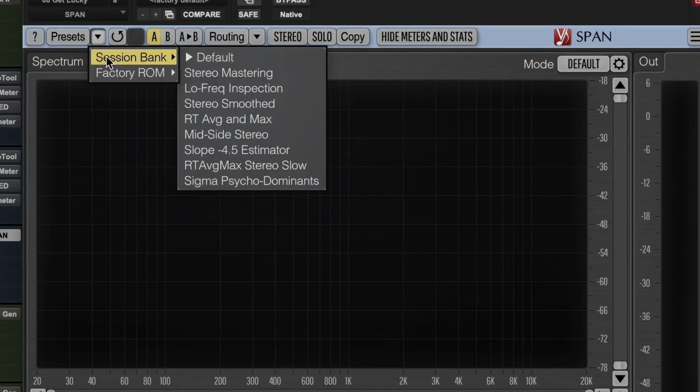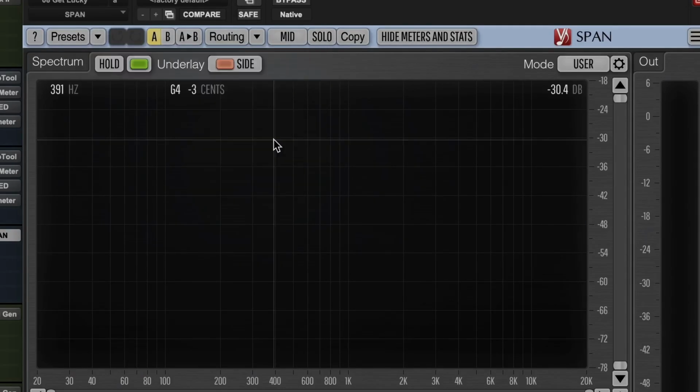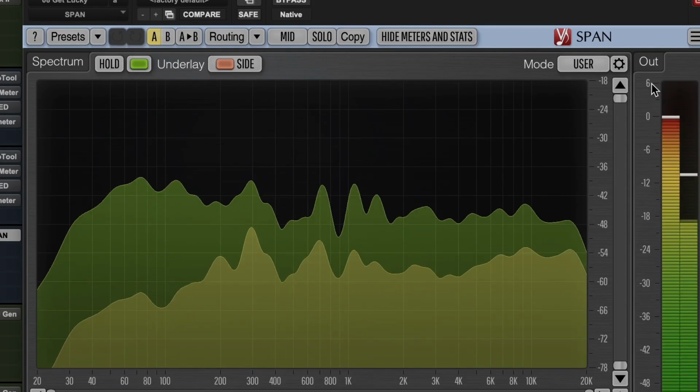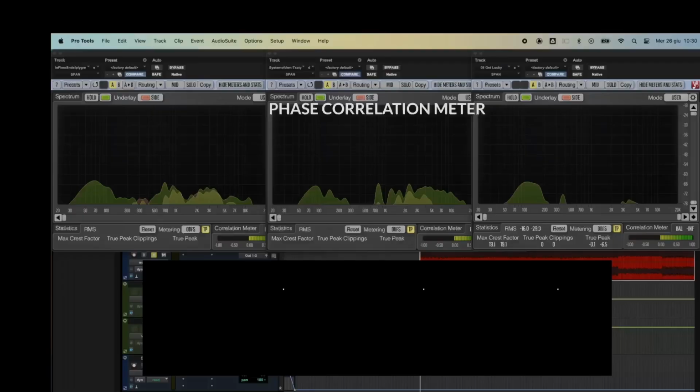Once we've opened the analyzer, we set it to work in mid and side mode, and this way we can compare the width of the side signal to the mid. Even though there's no strict rule for the ratio between mid and side, to achieve good mono compatibility, the mid should be at least 6 dB higher than the side across all frequencies. Let's analyze the tracks again.